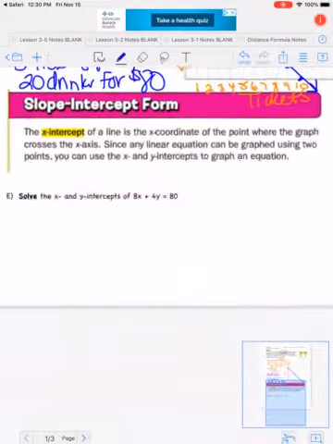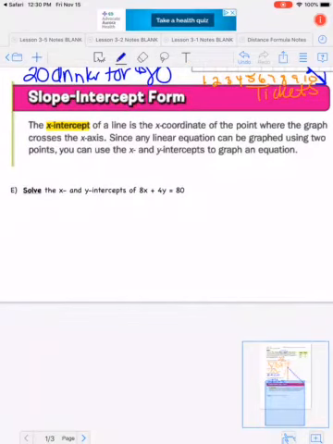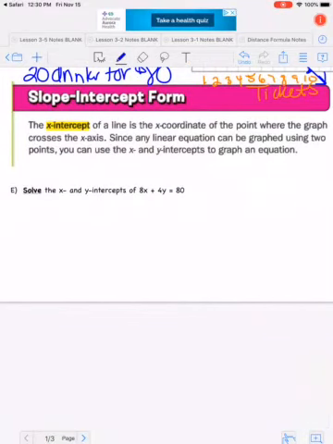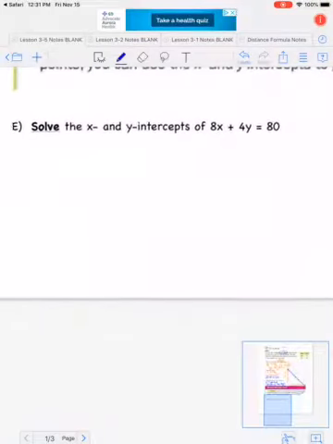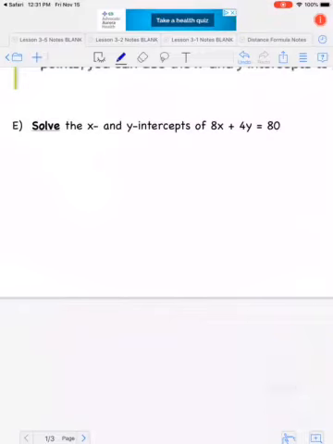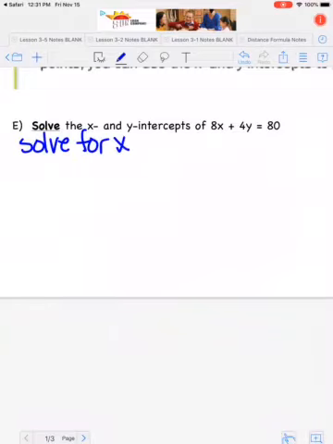All right, so this next part here, it says slope-intercept form. So the x-intercept of a line is the x-coordinate of the point where the graph crosses the x-axis. Since any linear equation can be graphed using 2 points, you can use the x and the y-intercepts to graph an equation. So letter E says to solve the x and y-intercepts for 8x + 4y = 80. So the first one we're going to do is to solve for x.